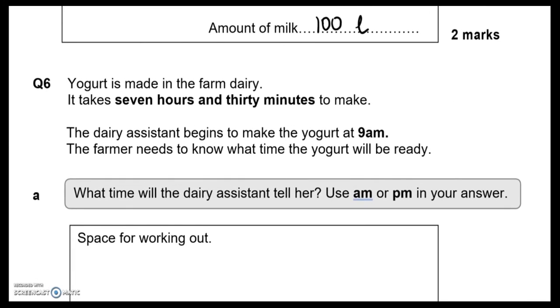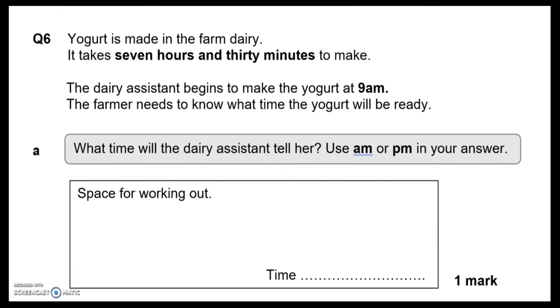Yogurt is made in the farm dairy. It takes 7 hours and 30 minutes to make. The dairy assistant begins to make the yogurt at 9 a.m. Farmer needs to know what time the yogurt will be ready. What time will the dairy assistant tell her? Use AM or PM in your answer.